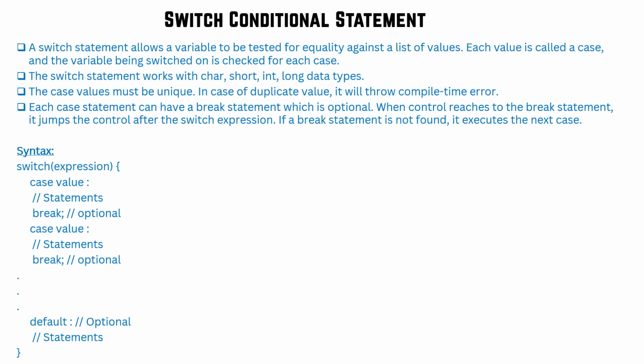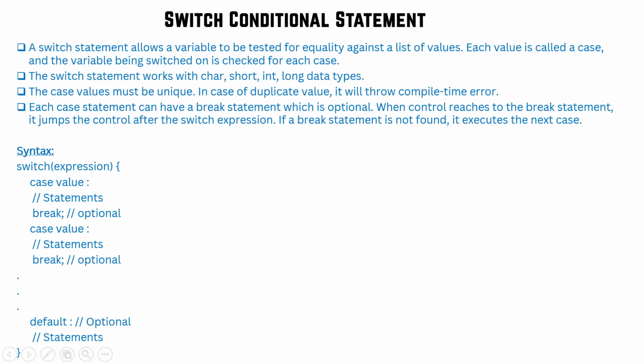The switch statement primarily works for short, character, integer, long data types. The case value must be unique. In case you give a duplicate, it will throw an error immediately. It cannot be duplicate. It will throw a compile time error. Each case statement can have a break statement, which is optional. When control reaches the break statement, it jumps the control to after the switch expression. If a break statement is not found, it will execute all the remaining cases until it finds a break or reaches the default statement.